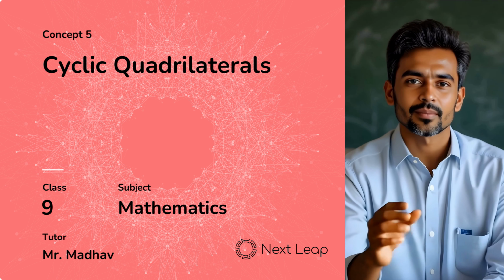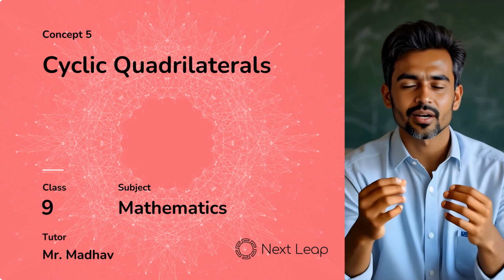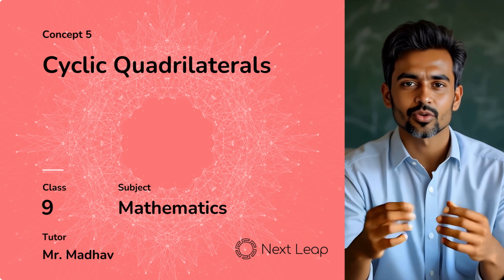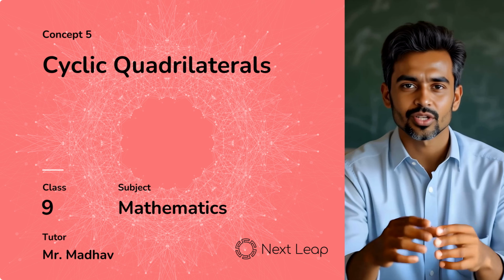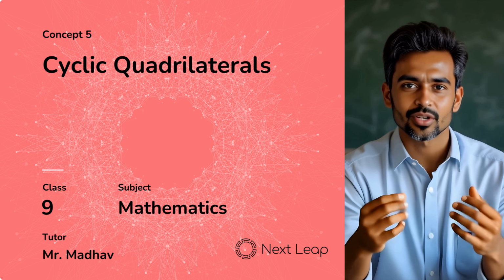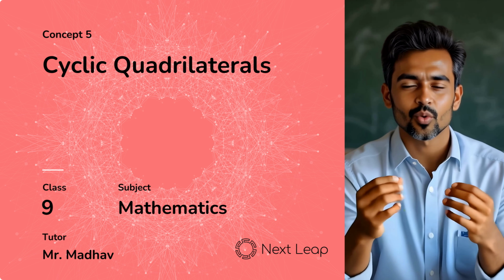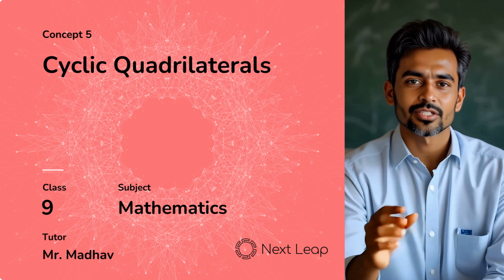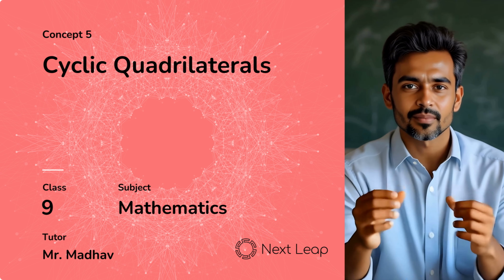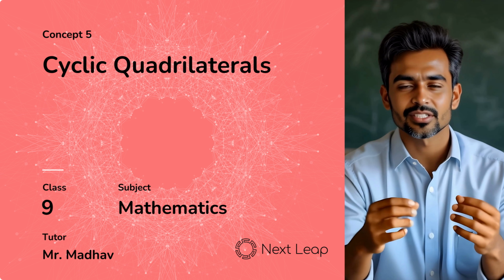Namaste dosto. Imagine you are drawing a perfect circle and placing 4 dots anywhere on its edge. What shapes can you form? Well, if you join those 4 points on the circle, you get what we call a cyclic quadrilateral. Simply put, a quadrilateral is called cyclic if all its 4 vertices lie exactly on the circumference of the same circle. Let's name this quadrilateral ABCD.